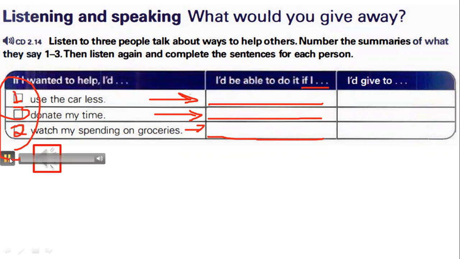Page 53. 3, listening and speaking. What would you give away? A, listen to 3 people talk about ways to help others. Number the summaries of what they say, 1 through 3. Then listen again and complete the sentences for each person.